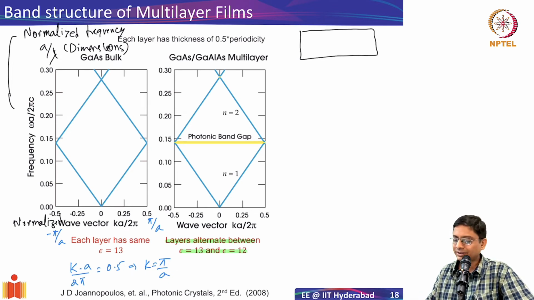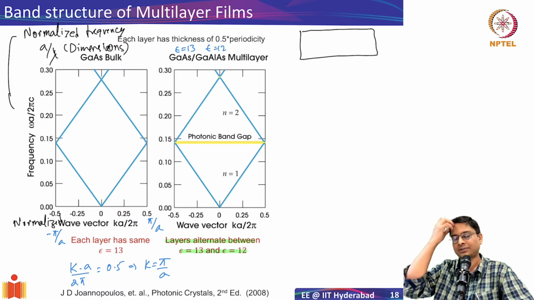One of the practical realizations of this would be, take gallium arsenide. Gallium arsenide has a band gap of 1.42 eV and let's say roughly it has an epsilon of 13. Now have a structure with gallium aluminum arsenide. Aluminum arsenide has a band gap of, I think, 2.1 eV or something. So it has a slightly higher band gap, so it will have a slightly lower refractive index. So gallium aluminum arsenide will have an epsilon of roughly 12 in this case.